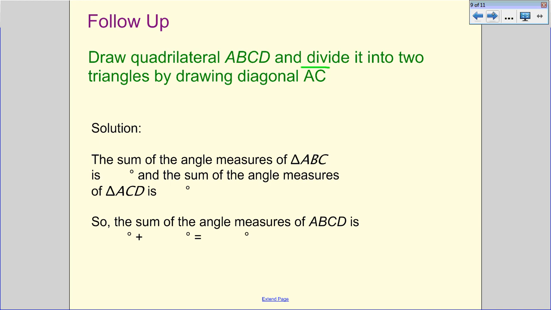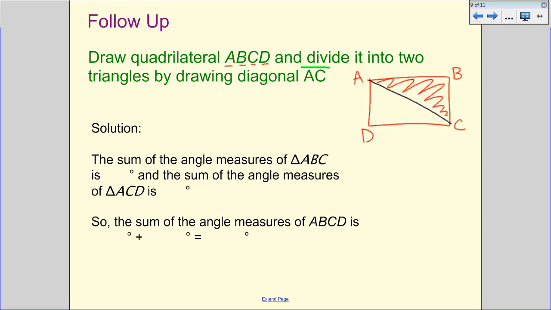So we want to do this next follow-up together. It says draw quadrilateral ABCD. 4 letters, 4 sides. So A, B, C, D. And then divide it into 2 triangles by drawing diagonal AC. So I'm going to connect AC. So here's what happens. The sum of the angle measures of triangle ABD, this triangle here, inside that triangle is 180 degrees. We know that from chapter 5.